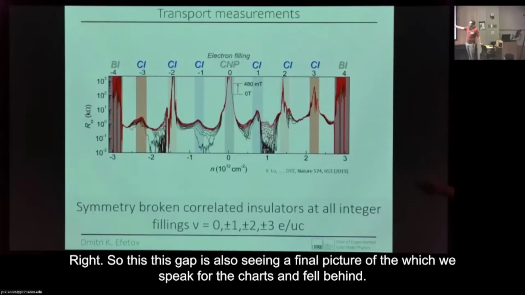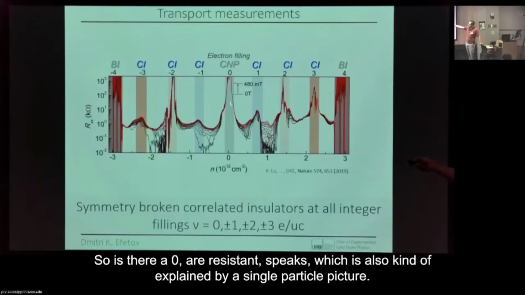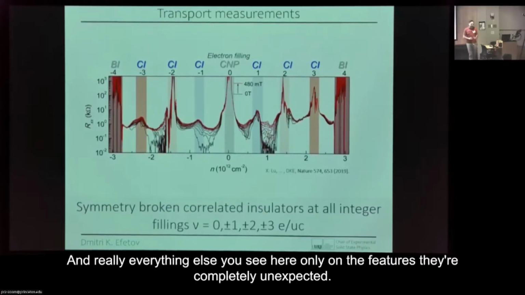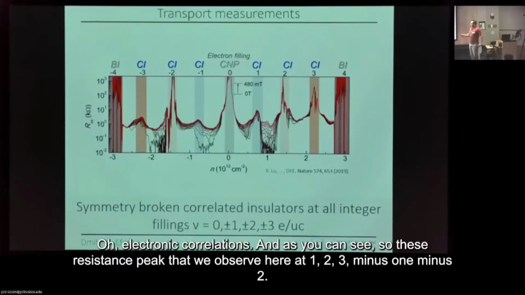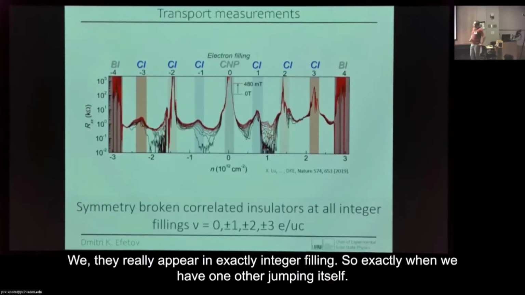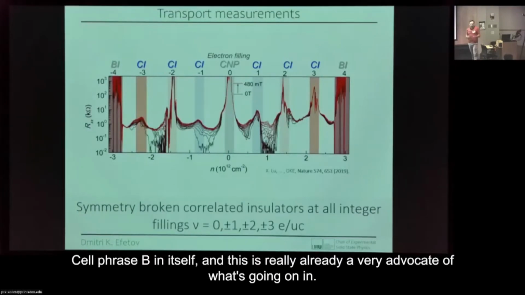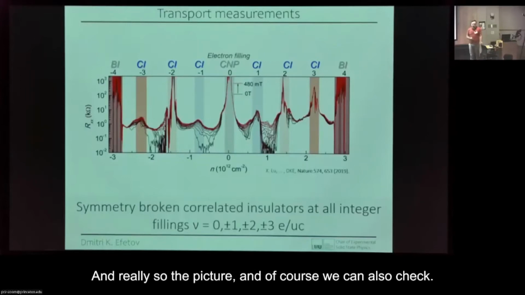Of course, at one point we sweep through the charge neutrality point. At 0, we observe resistance peaks, which are also explained by the single particle picture. And everything else you see here, all the other features, are completely unexpected. They are a direct consequence of strong electronic correlations. As you can see, these resistance peaks that we observe at 1, 2, 3, -1, -2, -3 appear at exactly integer filling, exactly when we have 1 electron per unit cell, 2 electrons per unit cell, or 3 electrons per unit cell. And this is already very indicative of what's going on in the system.